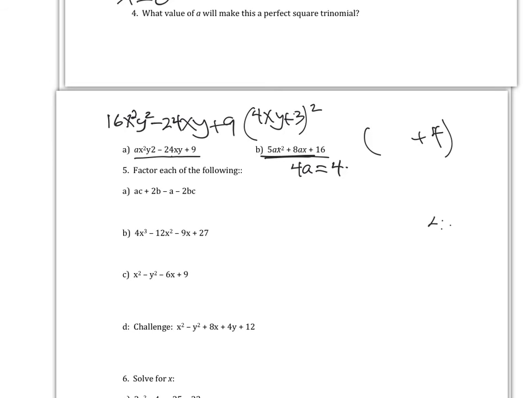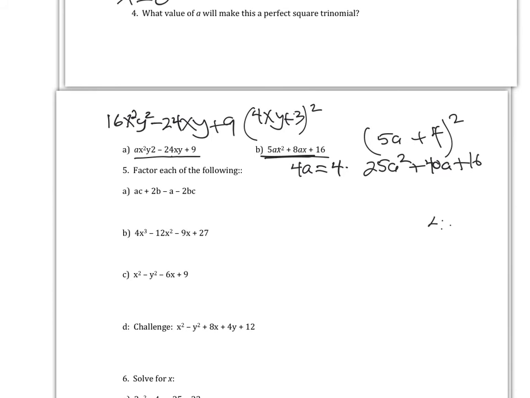So we're going to get that 5a plus 4 squared is our factored version of this, and 25a squared plus, in this case, plus 16 plus 4 times 5a doubled is 40a. Okay, so a ends up having to be 5. So 8 times 5 gives us 40, and 5 times 5 gives us 25. All right. So that's done.